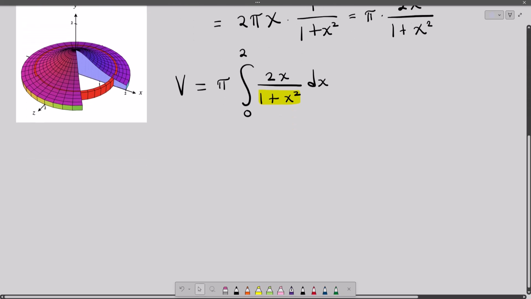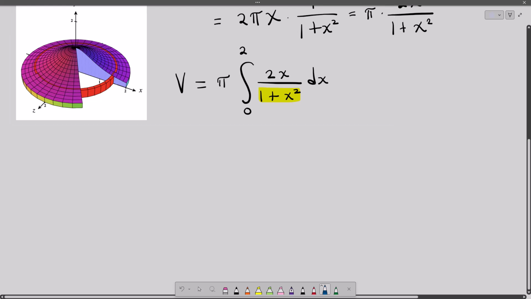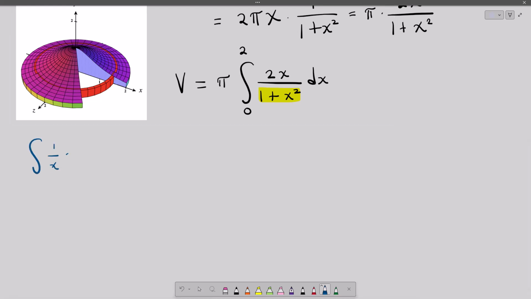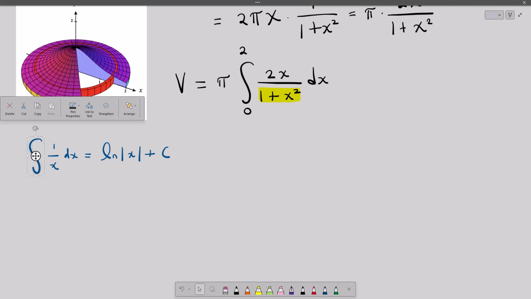Let's go back to Calc 1 for a second. This you probably weren't told in Calc 1, but it is true. You know this from Calc 1. What's the integral of 1 over x? ln of absolute value x plus c. What was probably not pointed out is that the relationship between the denominator and numerator here is that the numerator is the derivative of the denominator.